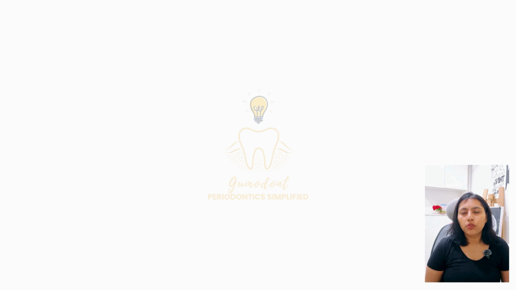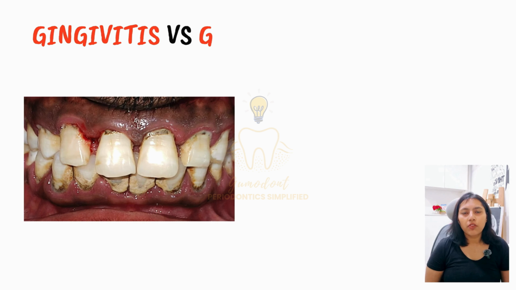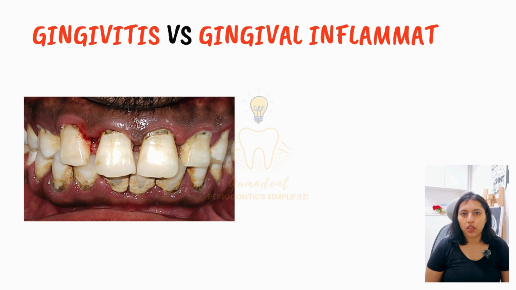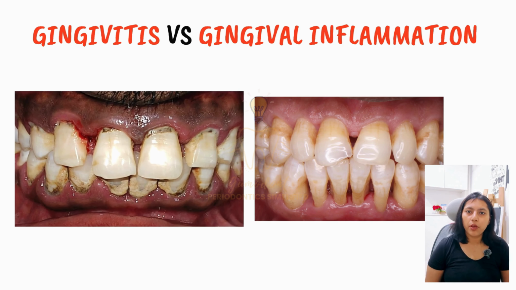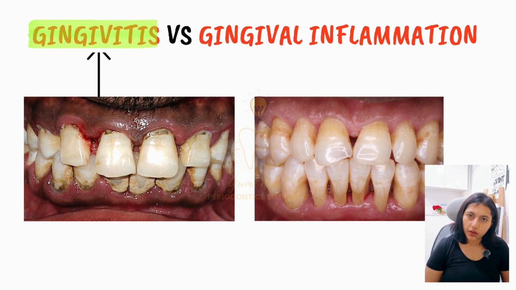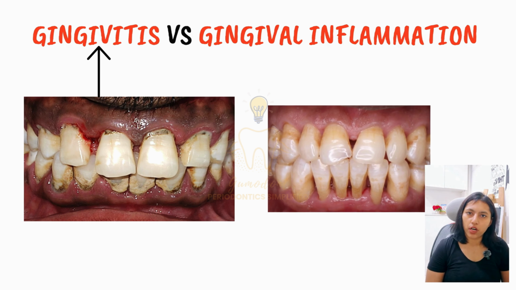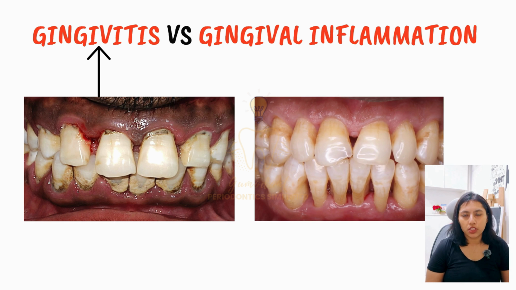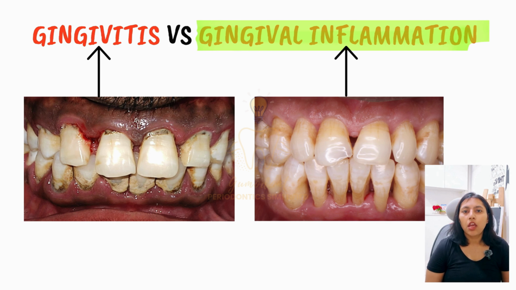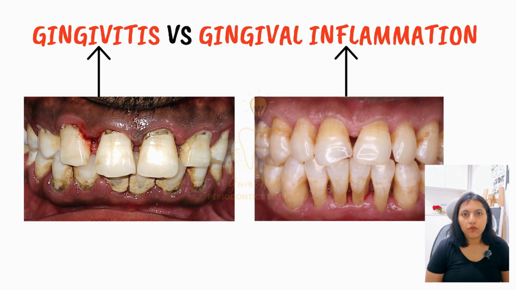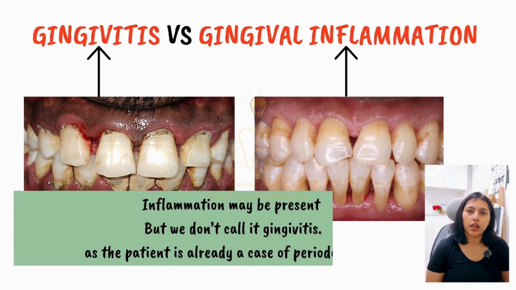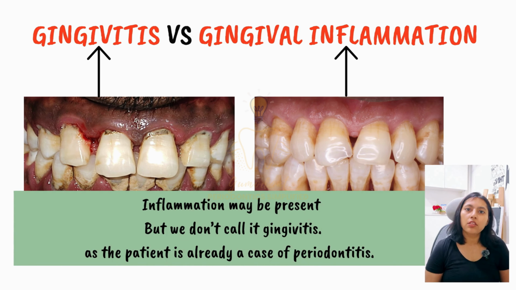Now this brings us to the very important distinction, gingivitis versus gingival inflammation. In a patient who has never had periodontitis, we use the term gingivitis. But in a patient who already has a history of periodontitis, we do not call it gingivitis. Instead, we use the term gingival inflammation. Even though both mean inflammation, we avoid calling it gingivitis because a patient cannot be categorized as a case of periodontitis and a case of gingivitis at the same time.